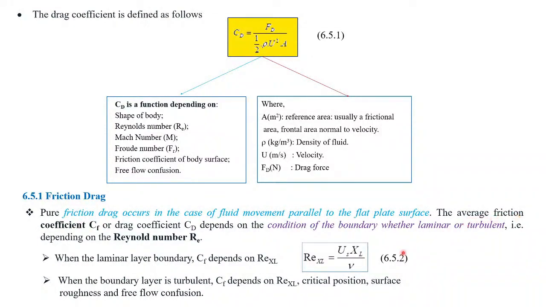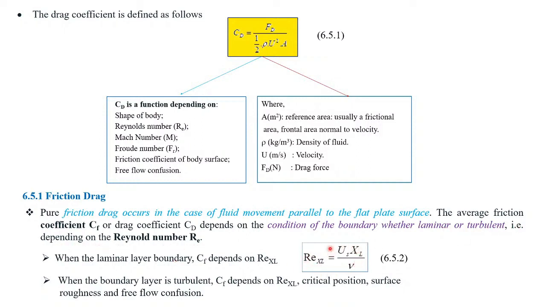The average friction coefficient we call CF here. In this case, we do not use CD, but we use CF. F for friction. In general, you can use the drag coefficient CD instead of this one. It depends on the condition of the boundary layer, whether laminar or turbulent. That means it depends on the Reynolds number.